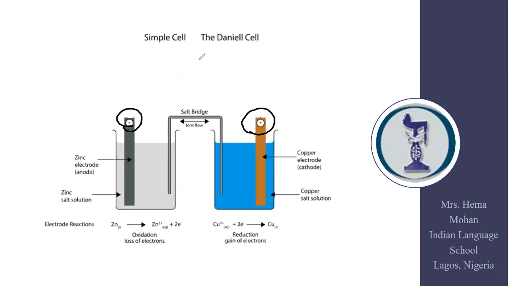That means that if I consider any point in the solution here, this is going to be relatively negative. And if I consider any point over here, this becomes relatively positive. So here the electrode becomes negative, and in the other case, the electrode becomes positive.